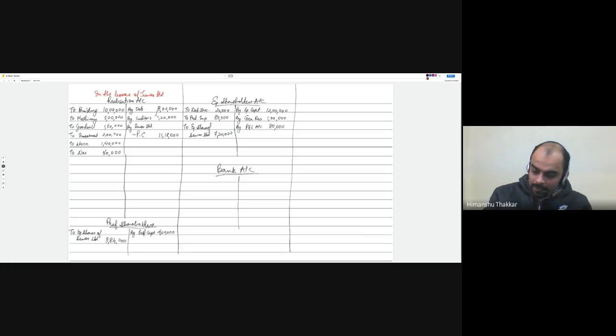Now, just check here. The preference shareholders were having a balance of 4 lakh, and they are getting new shares worth only 3 lakh 84,000. So they are incurring a loss. That loss will be transferred to realization. Loss to preference shareholders is 16,000.